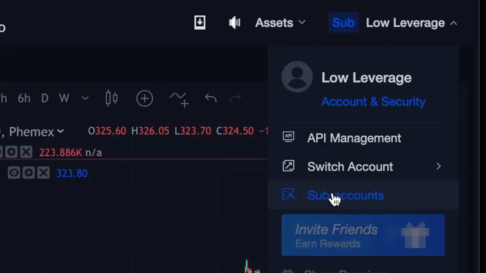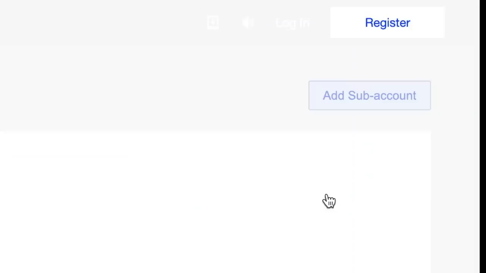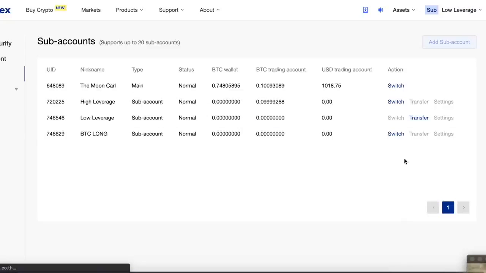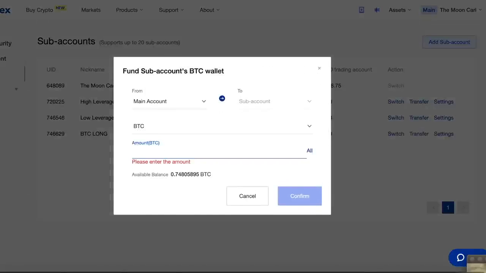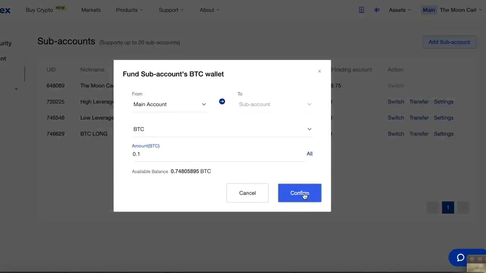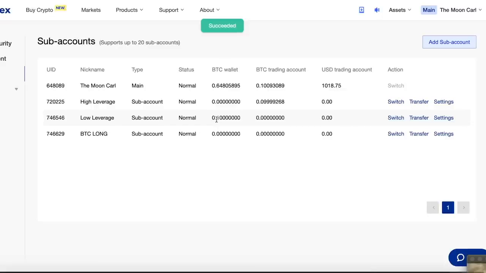We have to fix that. So let's go back here. Let's click sub accounts. Now we're back to this page. And now we have to switch back to our main account. So click switch. And now that I am on my main account, I can click transfer here to my low leverage sub account. I click right there. Let's say I want to transfer 0.1 Bitcoin. I click confirm. Now I have 0.1 Bitcoin.